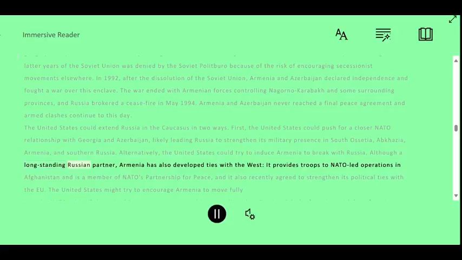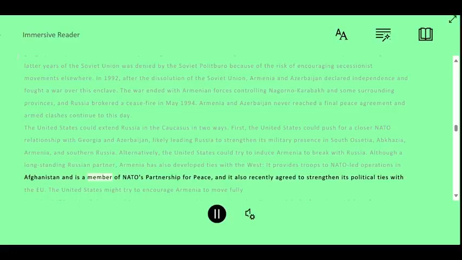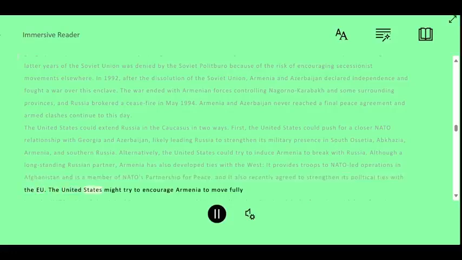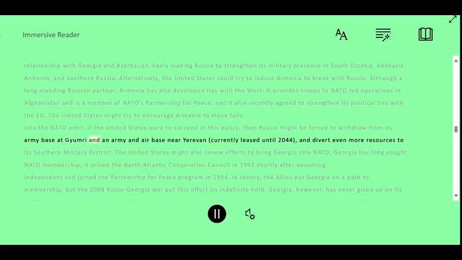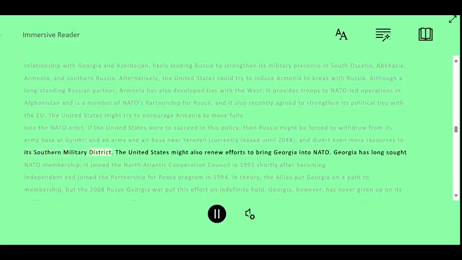Although a long-standing Russian partner, Armenia has also developed ties with the West. It provides troops to NATO-led operations in Afghanistan and is a member of NATO's Partnership for Peace, and it also recently agreed to strengthen its political ties with the EU. The United States might try to encourage Armenia to move fully into the NATO orbit. If the United States were to succeed in this policy, then Russia might be forced to withdraw from its army base at Gyumri and an army and air base near Yerevan, currently leased until 2044, and divert even more resources to its southern military district.